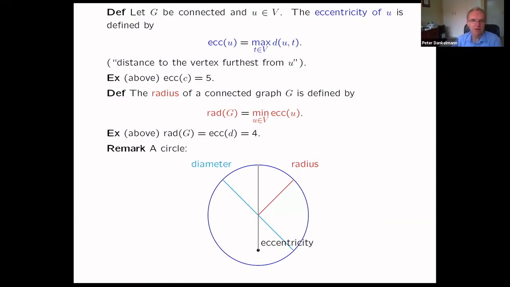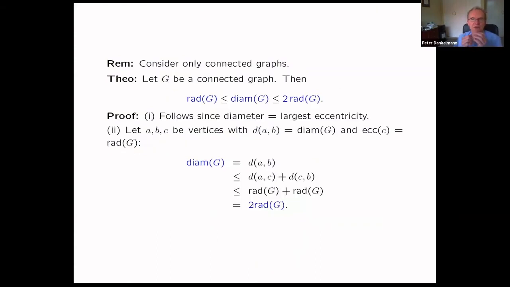And I want to talk a little bit about what we can say about the diameter of a graph or the radius of a graph if we have only limited information on the graph. So for example, let's say if we know the diameter, what can we say about the radius? If we know the number of vertices, what can we say about the diameter or the radius, and so on.